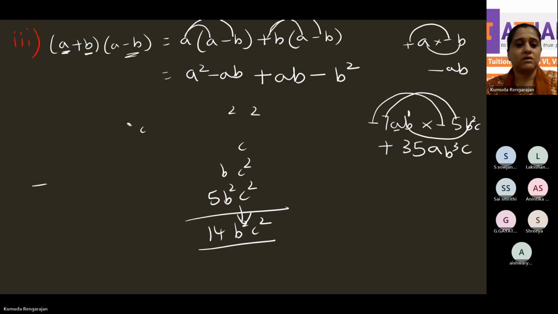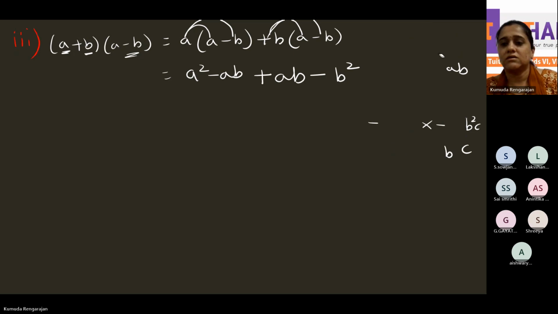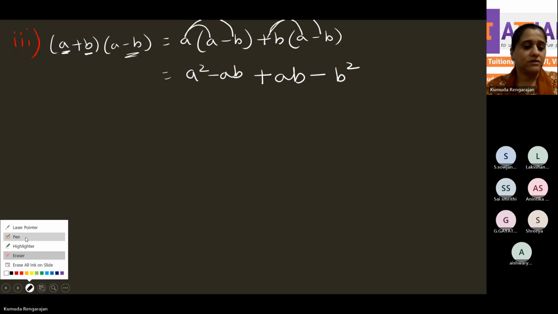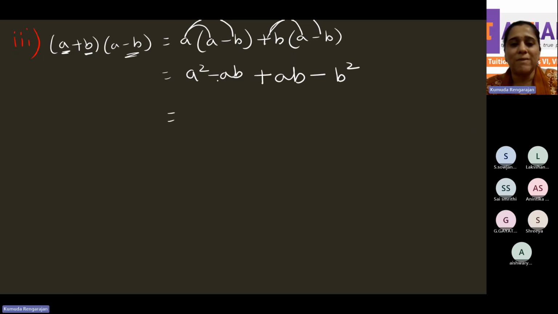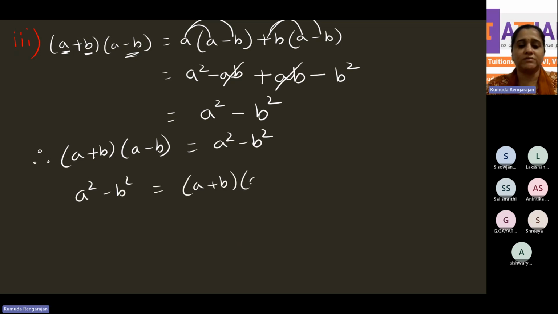So here, when you find the product, when you multiply a plus b and a minus b, then minus ab plus ab gets cancelled. So we are left with the two terms a squared minus b squared. Therefore, a plus b into a minus b is a square minus b square. Or the other way, a square minus b square is a plus b into a minus b.